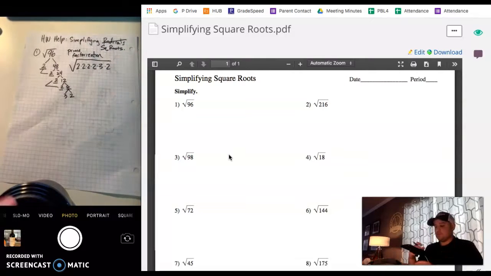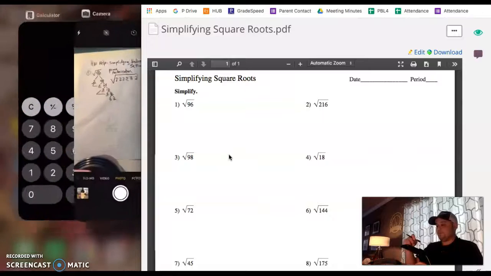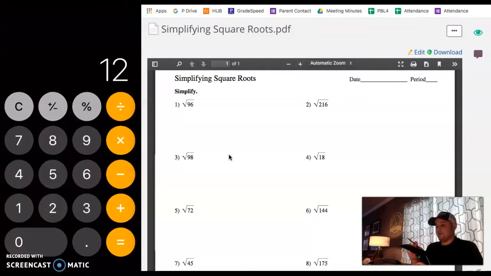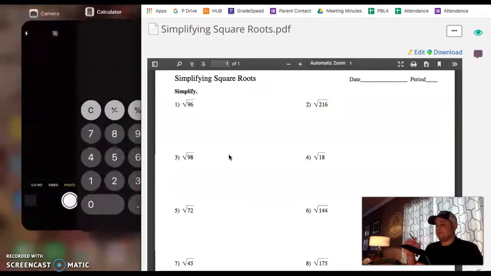Now, if you want to double check that, you can, right? Once you've got all your prime factors, so I've got 2, 2, 2, 2, 3, 2, I can double check that in the calculator, right? So I can do 2 times 2 times 2 times 2 times 3 times 2. And that gives me 96, so that tells me that I did that correctly. Okay, so let's go back here.